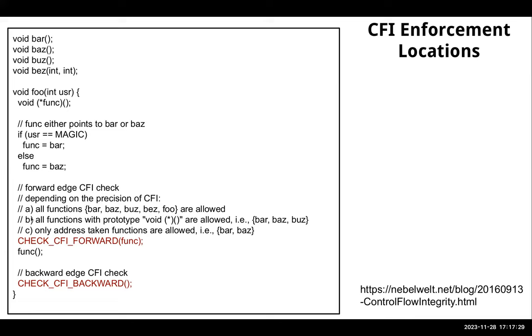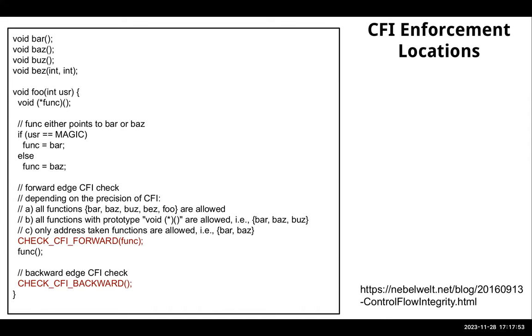Another one is that the target address could be any address with the same function prototype. For example, bar, bus, and booth all have the same prototype. Then we may allow that. So this is better than the previous policy, but still not perfect.